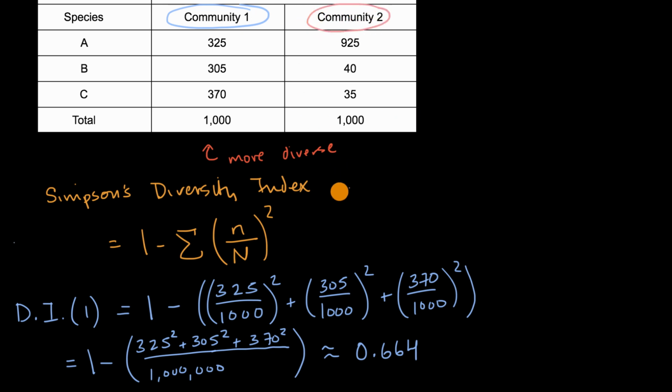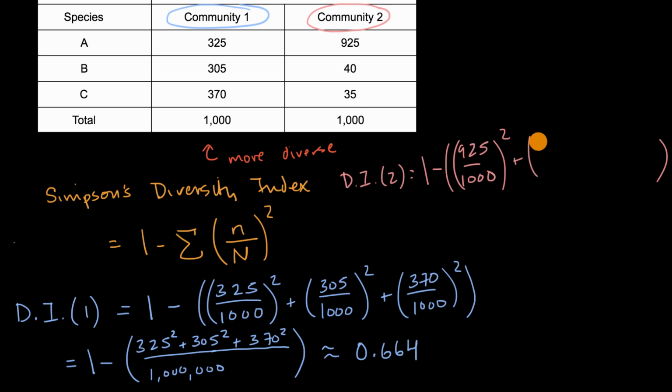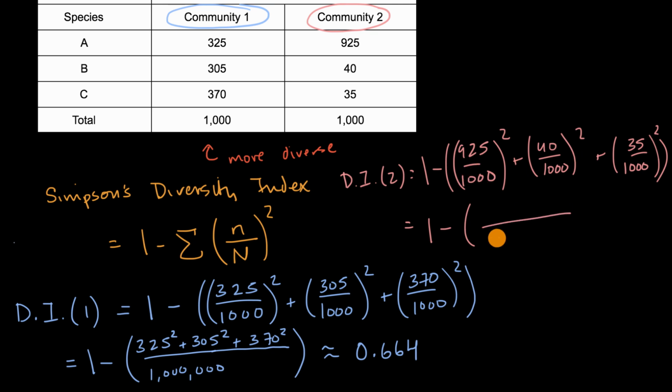Now let's do the same thing for community 2. So if I write it over here, the diversity index for community 2 is going to be equal to 1 minus, I'll put a big parentheses here, and we're going to have 925 over 1,000 squared plus 40 over 1,000 squared plus 35 over 1,000 squared. And if we simplify in a similar way, that's going to be equal to 1 minus all these 1,000 squares, that's just 1,000,000. And that's a common denominator.